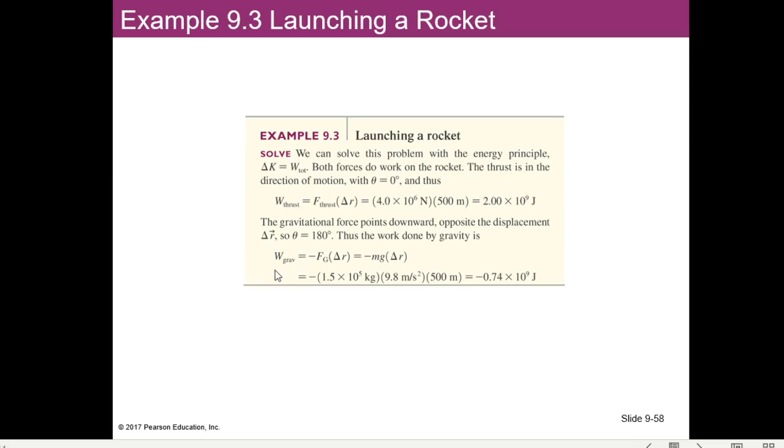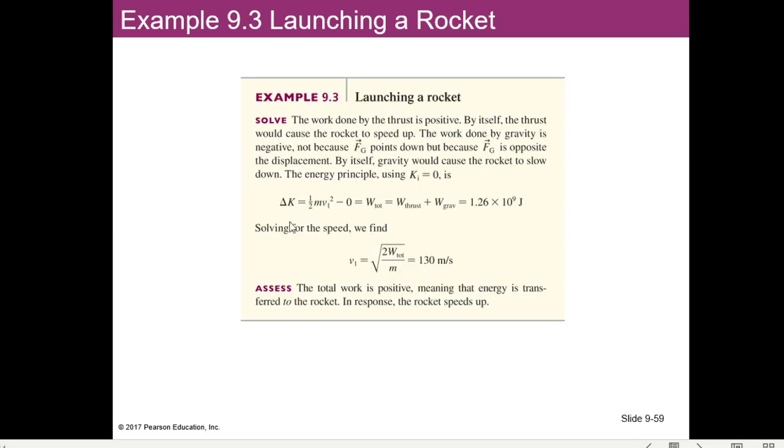All right. What about the work done by gravity? Well, as we just said, the force and the displacement in the case of gravity are in opposite directions. So that's going to be negative. We've got the force times the displacement times the cosine of 180 degrees, which is -1. So that'll be minus mg times delta r. And so we can write that down too, and we get minus 0.74 times 10 to the 9th joules. So the net work is 2 minus 0.74 times 10 to the 9th joules. And that's got to equal the change in the kinetic energy of the rocket.